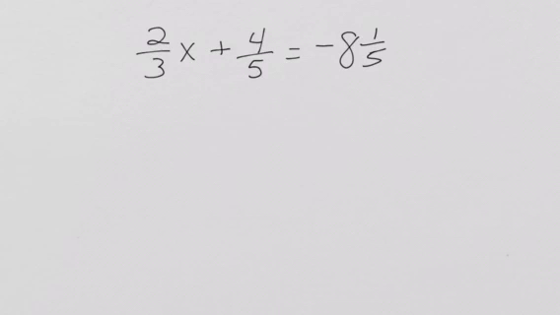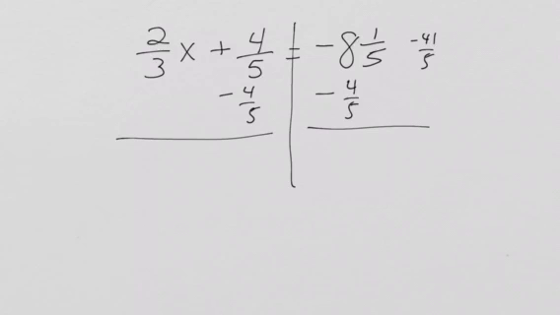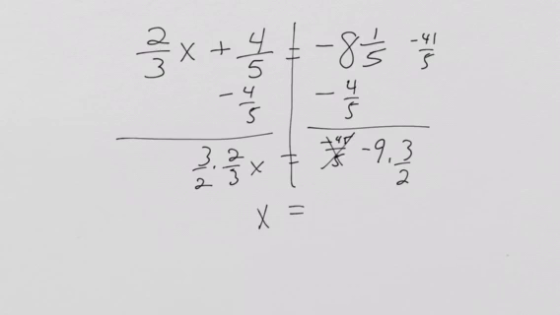All right, let's go ahead and just subtract 4/5 from both sides. So this is going to really be negative 41/5 minus another 4/5 is going to be negative 45/5, or we can just say negative 9. So on this side, 2/3 x equals negative 9. Multiply by the reciprocal, and we get x equals negative 27/2. Or it could be negative 13.5.